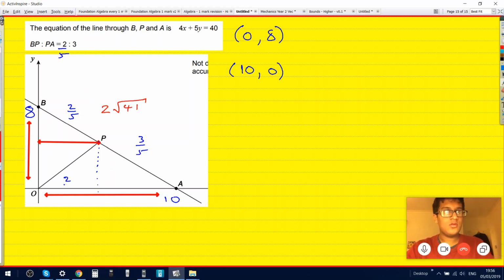So is this also 2/5? And this also 3/5? I don't know. If it was, what would we get? If it was, then OP would be 20 over 5, which is 4. And so what would be the area of the triangle? It would be half base times height. So half of 8 times... so 8 times 2, which is 16.